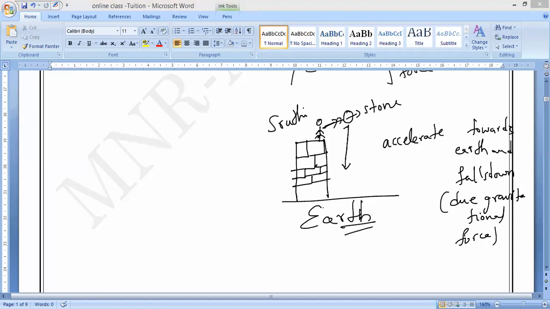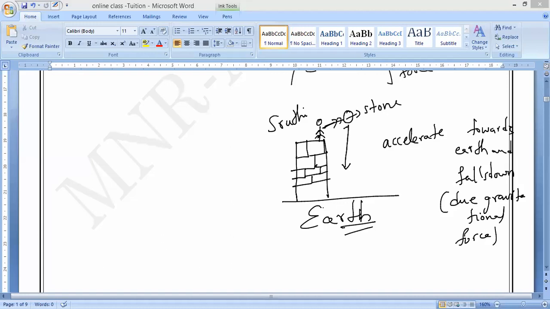So as we know, just now we are saying, whatever the force exerted by the earth, the stone also should exert what? Equal and opposite force on the earth. But my question is here: why don't we see the earth rising up towards the stone? Why is only the stone coming down?